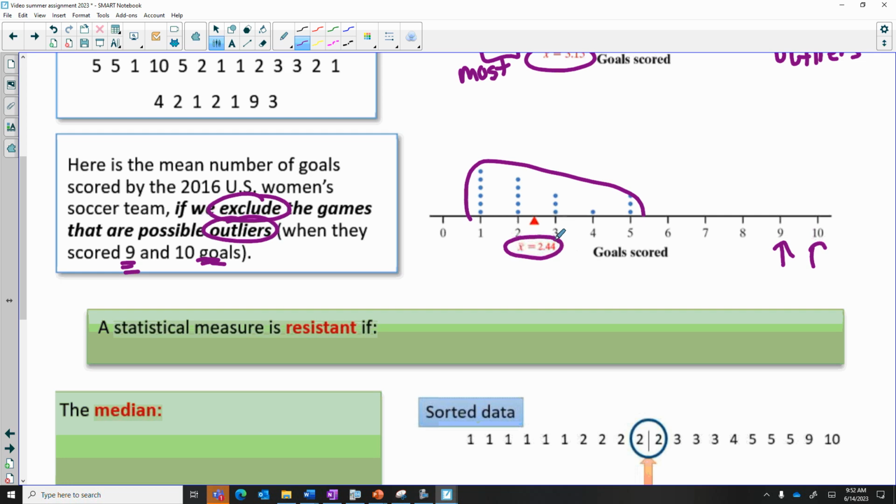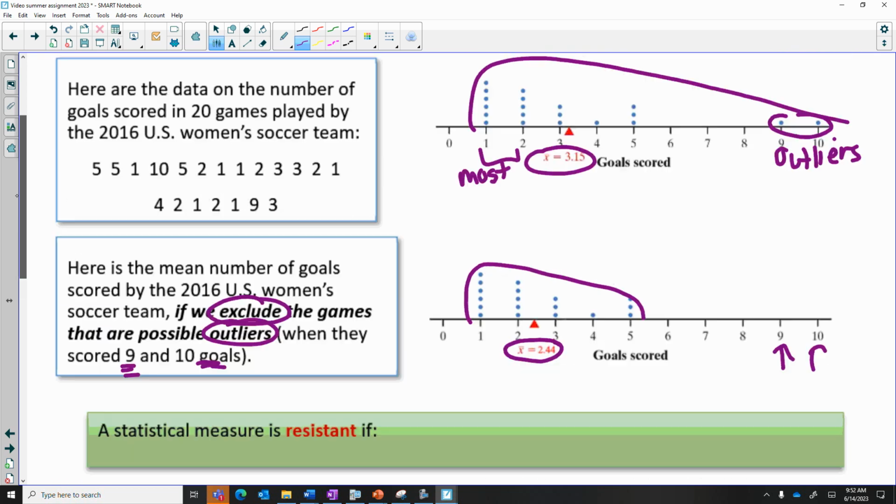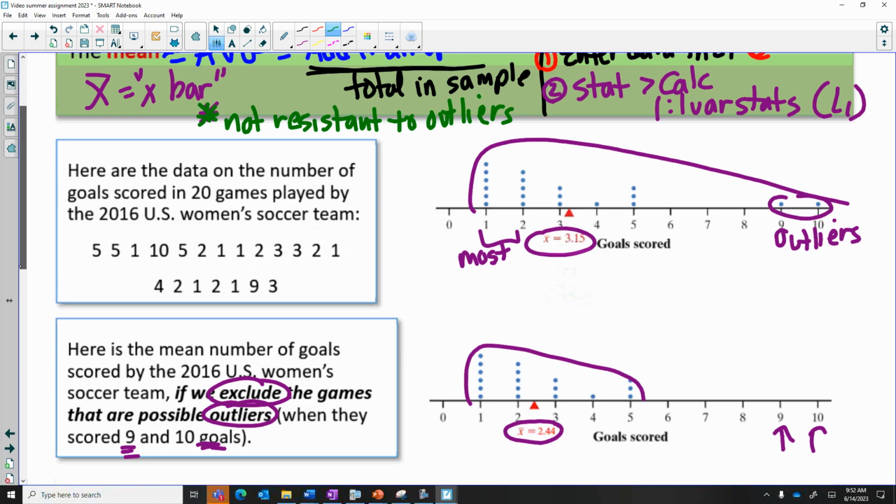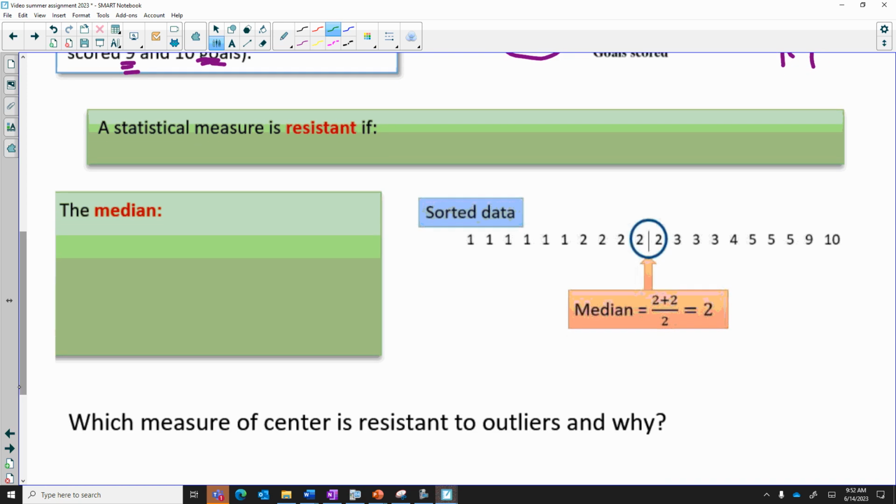So what we need to say about the mean is that the mean is not resistant to outliers. And what does that mean? It means that the mean gets pulled in the direction of the skew. A statistical measure is called resistant if it is not impacted by outliers.